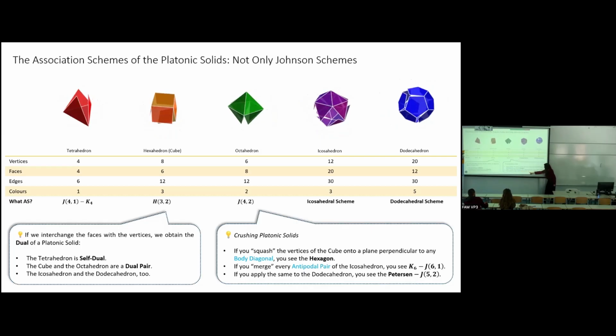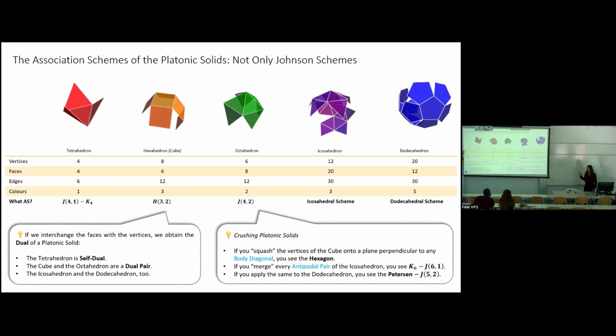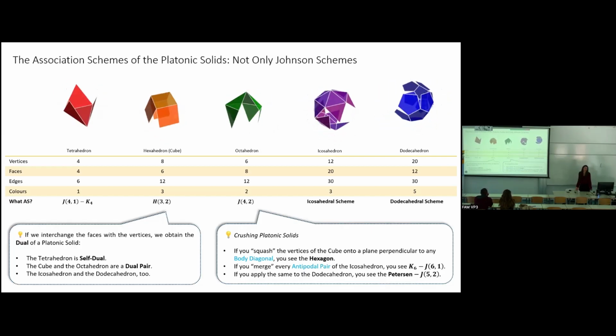And if we apply the same to the dodecahedron, we get the Petersen again. So that's why I'm saying that actually all these Platonic solids come from one association scheme or are related to that.